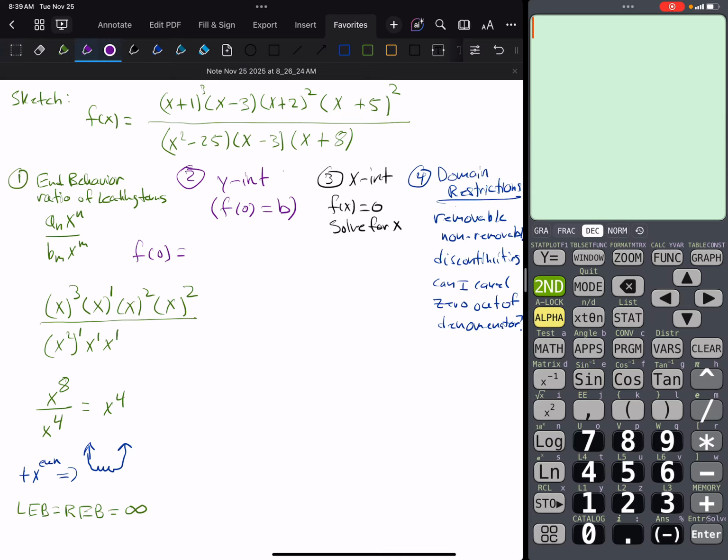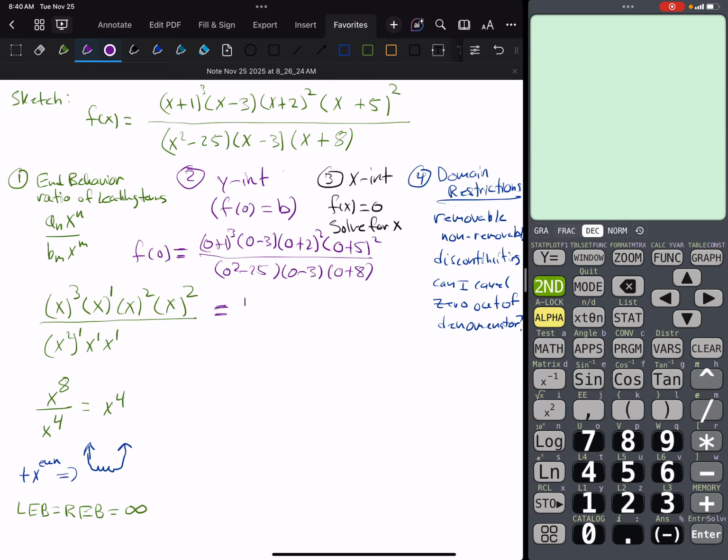And so I got f of 0, and I'll have 0 plus 1 cubed. Then I'll have 0 minus 3, 0 plus 2 squared, and 0 plus 5 squared, all over 0 squared minus 25, and then 0 minus 3, and 0 plus 8. Straightforward but complicated. Make sense out of that, if you will.